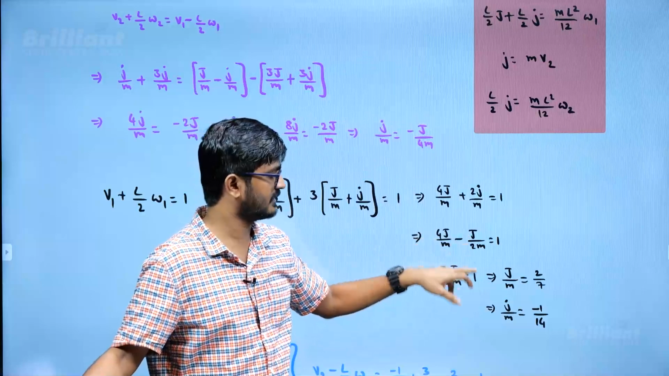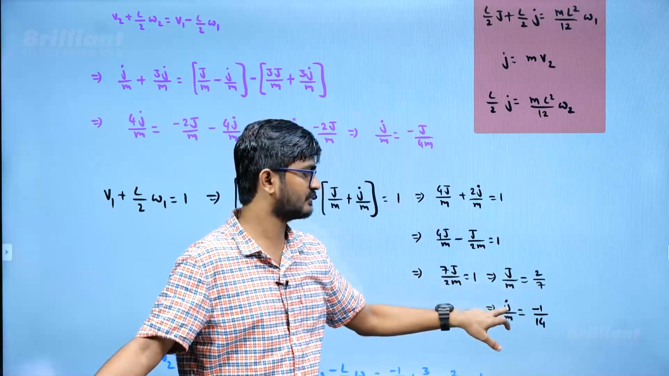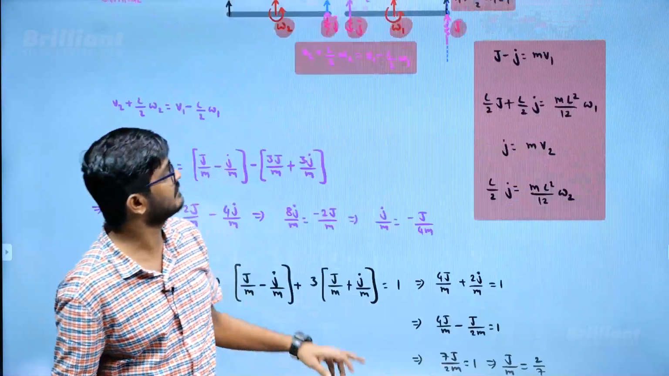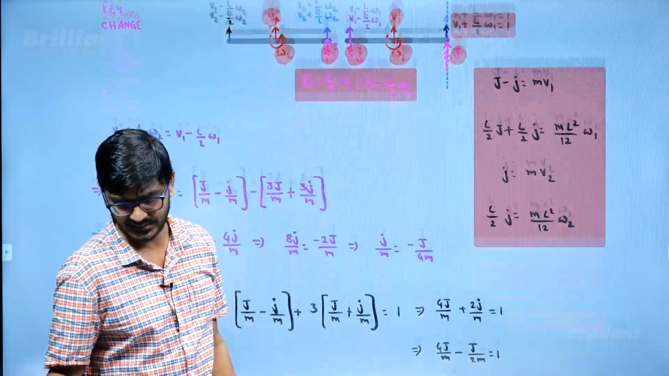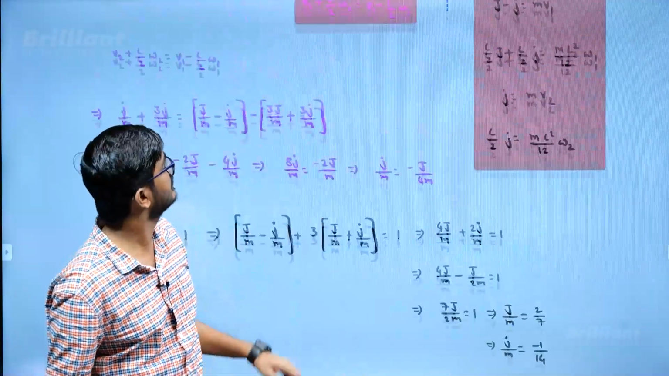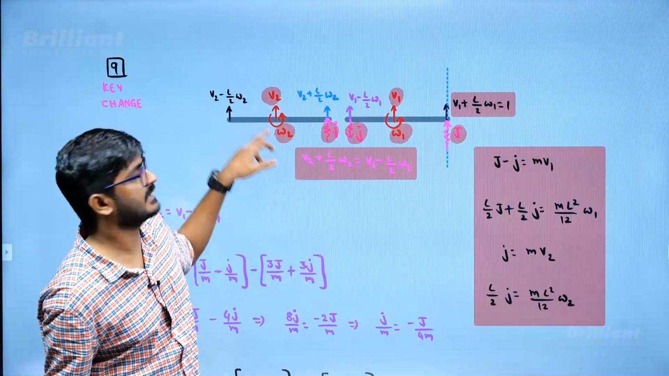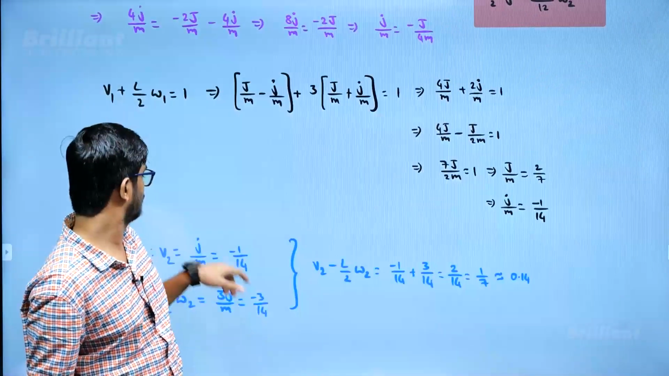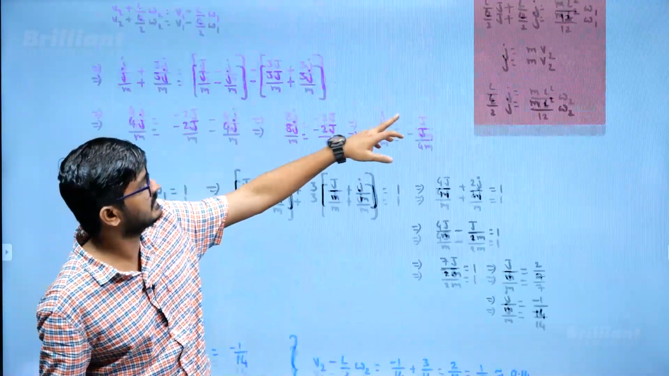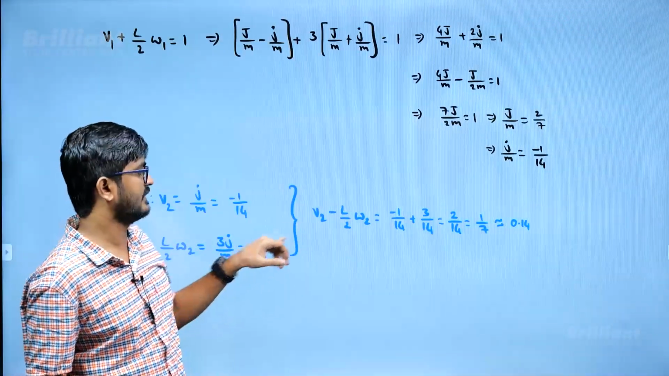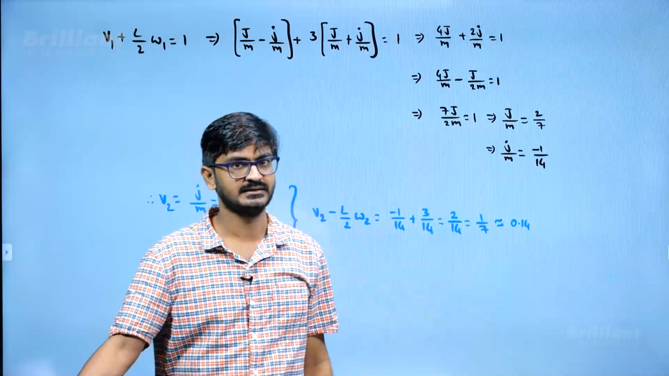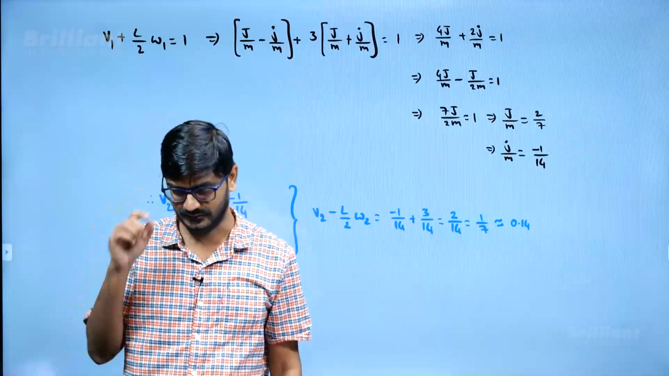So, I just substituted it back to get capital J by m is 2 by 7, small j by m is minus 1 by 14. What does that mean? We assumed the direction is this way, but it is going to be in the opposite direction. Anyway, that does not matter. What we need to find is the speed of this point, that is v2 minus L by 2 omega 2. So, v2 value, j by m, I can find. Similarly, L by 2 omega 2 I can find. So the difference is going to be 1 by 7, which is almost 0.14.